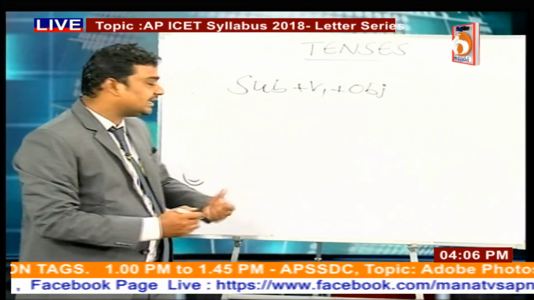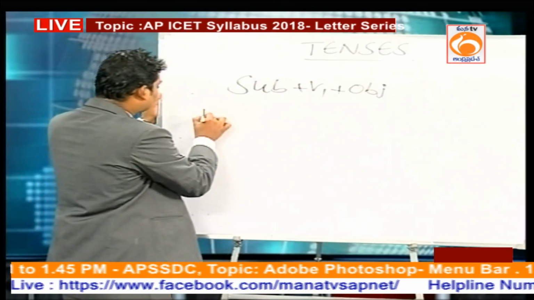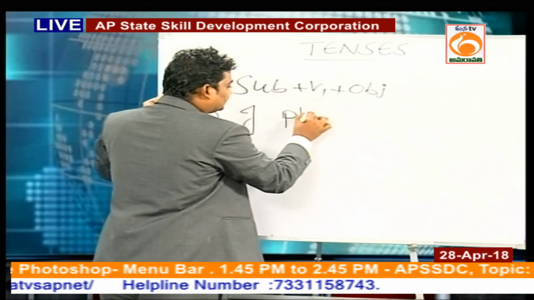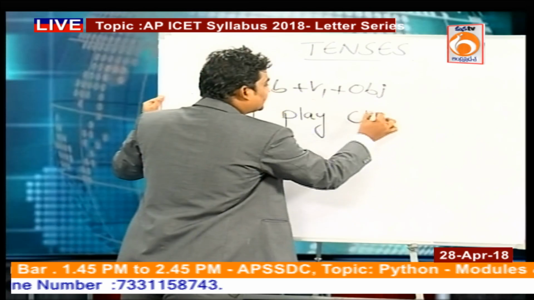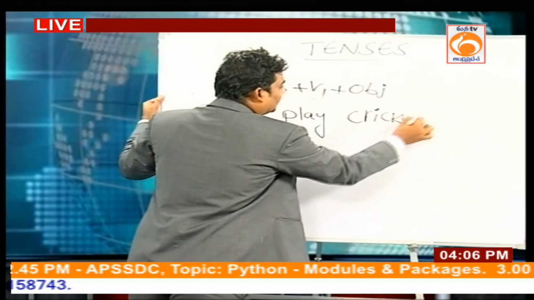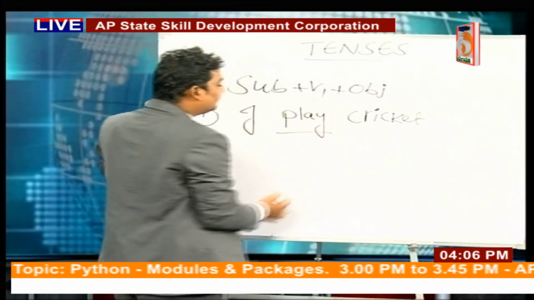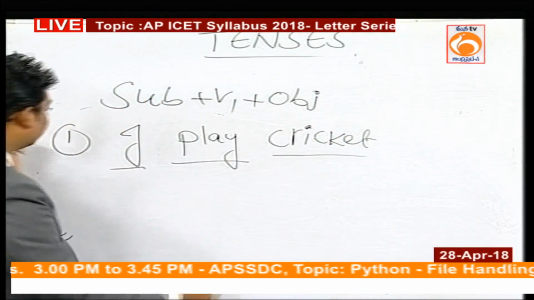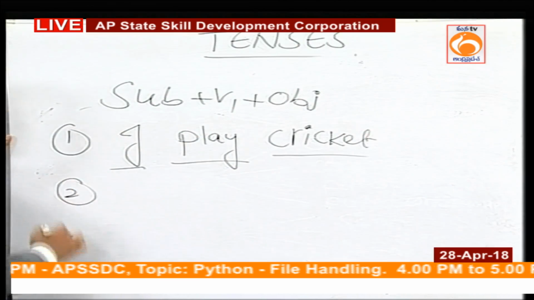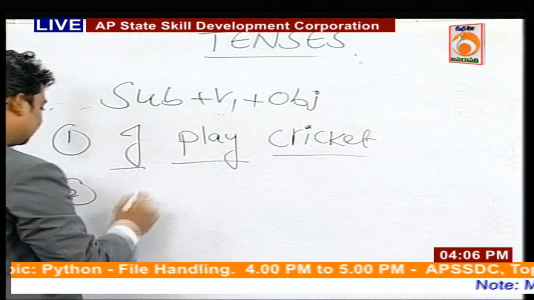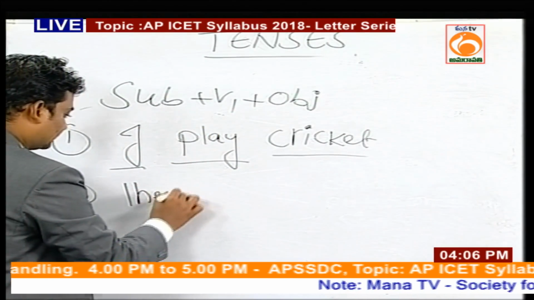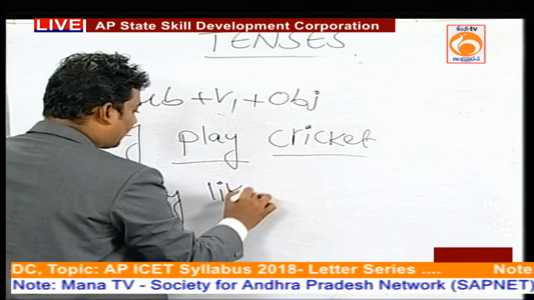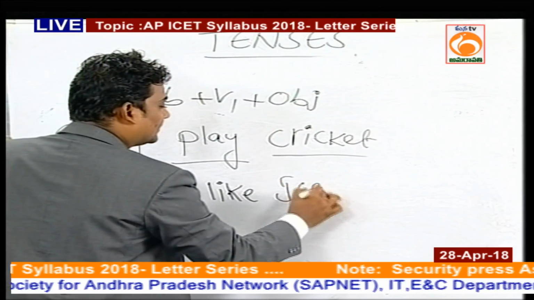You can see the example carefully. I play cricket. In this example, play is the V1 form, I is the subject, and cricket is the object. And one more example for simple present tense: They like ice creams.